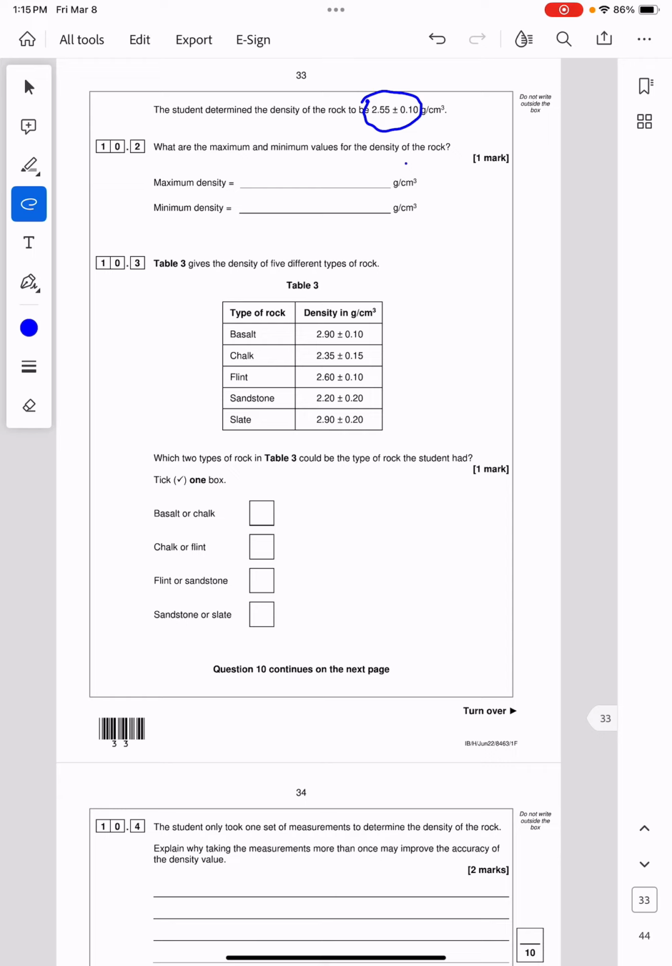They gave us 2.55 plus minus 0.10. So the maximum is when you add the 0.10 to 2.55. This is the maximum. All I have to do here is write it. And the minimum, just subtract it. And it's gonna be 2.45.